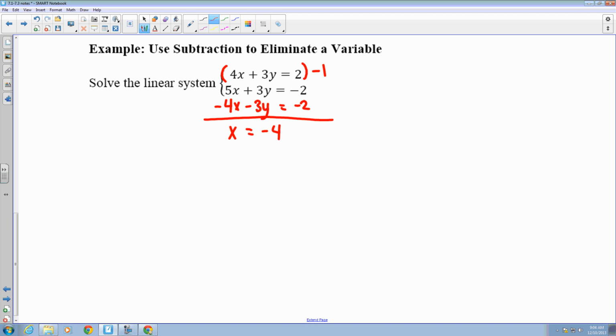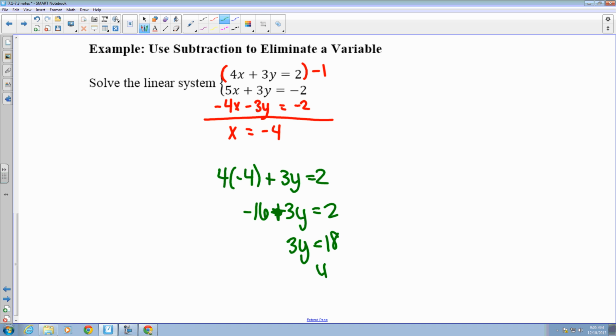And then I'm going to substitute that back into one of the originals. I'll say the top one. 4 times -4 plus 3y equals 2. -16 plus 3y equals 2. 3y equals 18. Y equals 6.